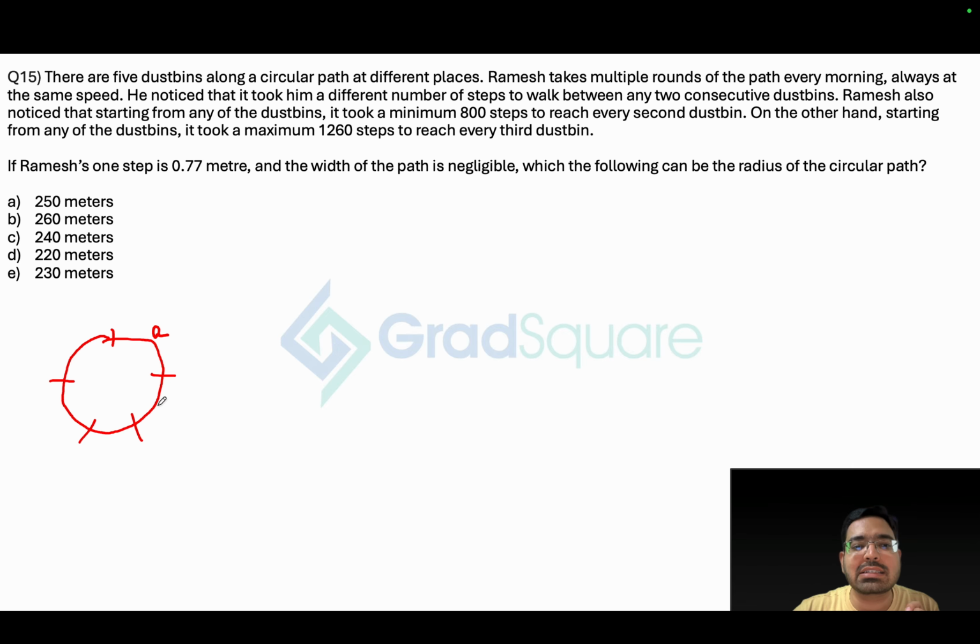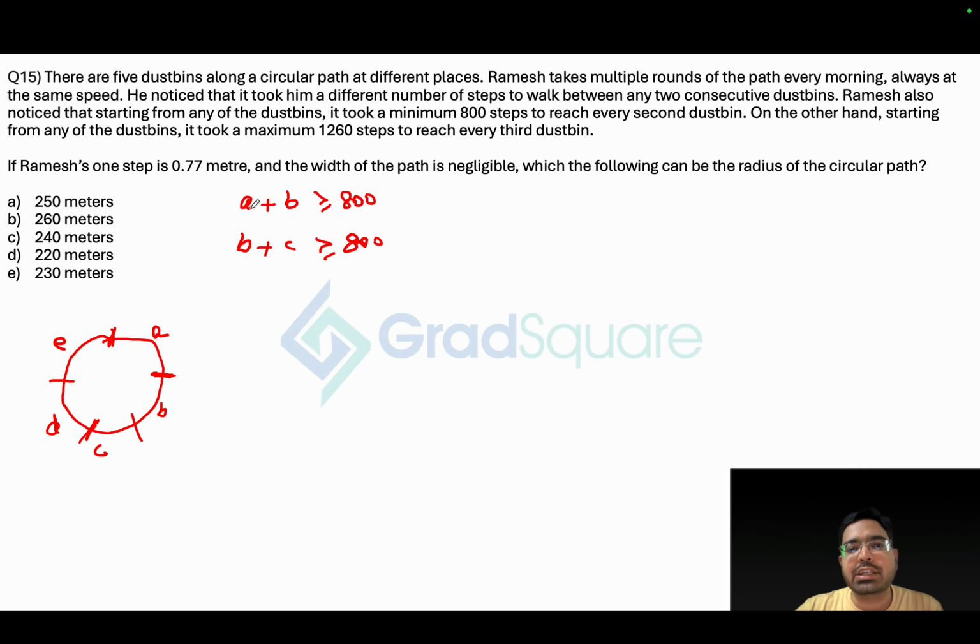Let's say these distances are A, B, C, D, E, in terms of the number of steps. Now, let's say I start from point A and move to the second dustbin. What is the number of steps I'm going to cover? A plus B. This value must be greater than or equal to 800. Now go from the next point to the following one. It will be B plus C, which must be greater than or equal to 800.